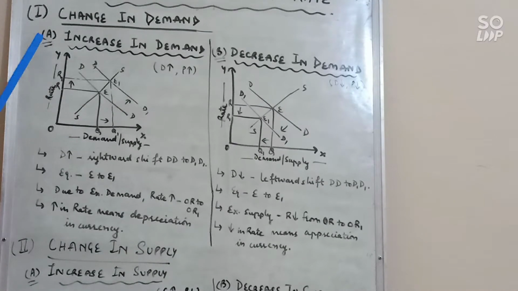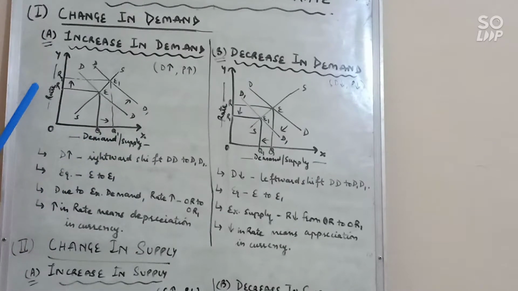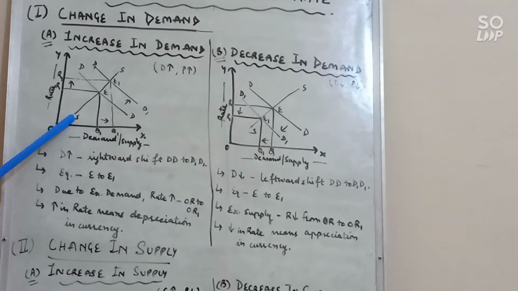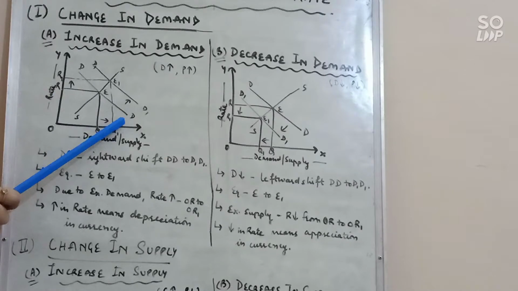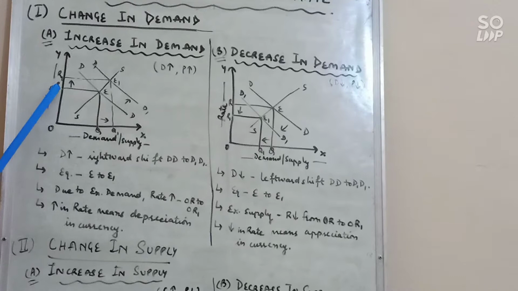Let's see. OX represents demand and supply of foreign exchange. OY represents the exchange rate. S is the supply curve which slopes upward. It shows a positive relation between supply and rate. DD is the demand curve which slopes downward, as there is a negative relation between rate and demand. E is the equilibrium point where demand is equal to supply, and here we have the equilibrium rate, that is OR, and equilibrium quantity OQ. So this is the initial equilibrium point E.